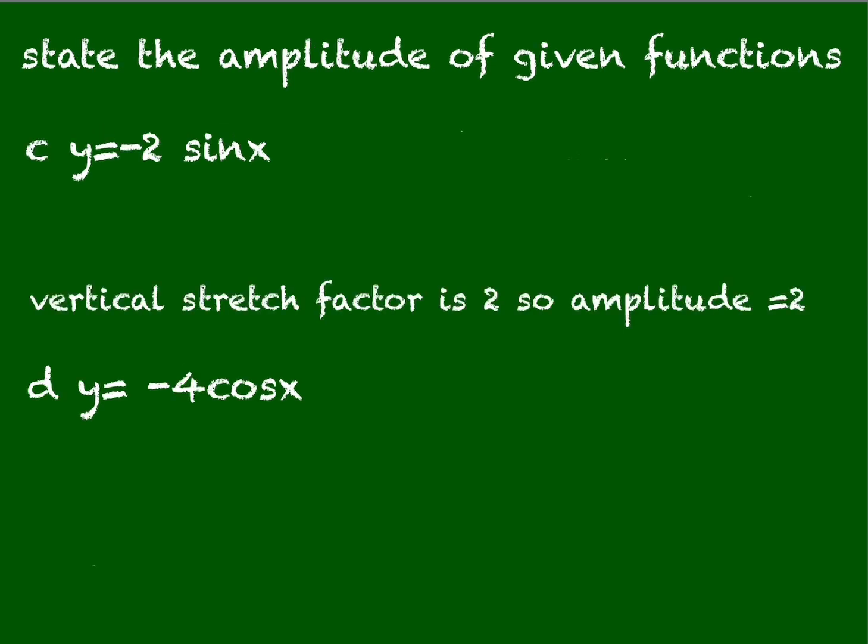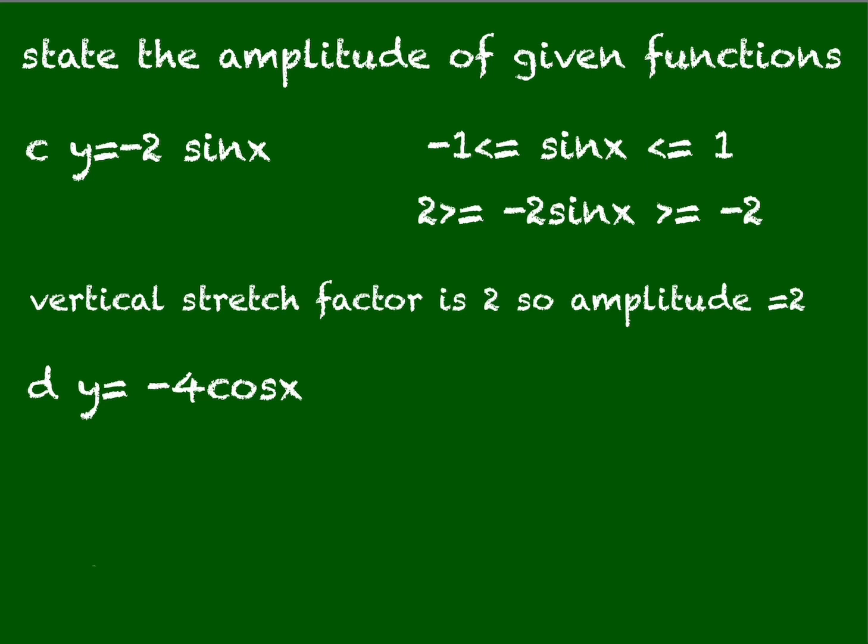The coefficient of sine or cosine can be negative, but it does not affect the amplitude because amplitude measures distance, which is always positive. For example, for y = -2 sin x, the amplitude is 2. We can also use -4 cos x as an example. The amplitude is the absolute value of -4, which equals 4.